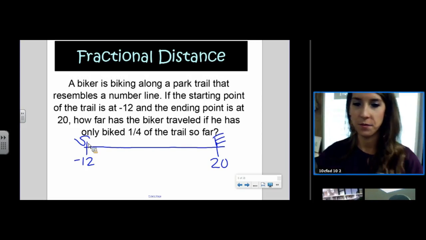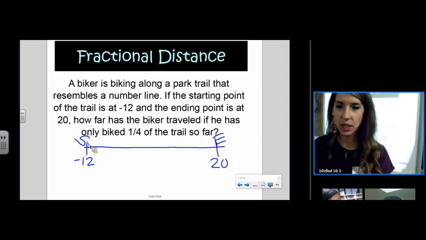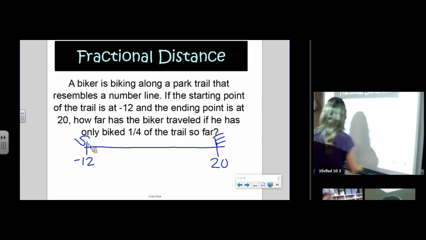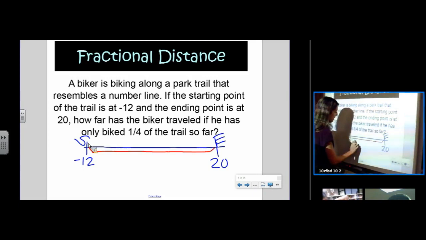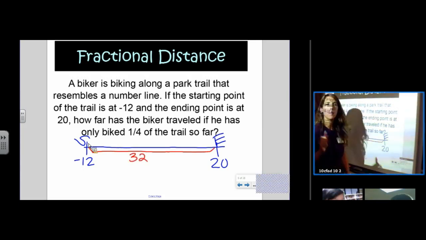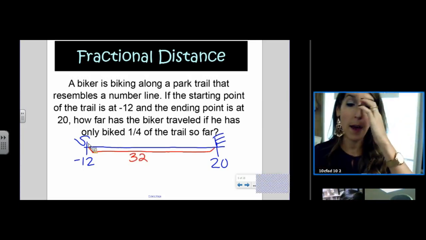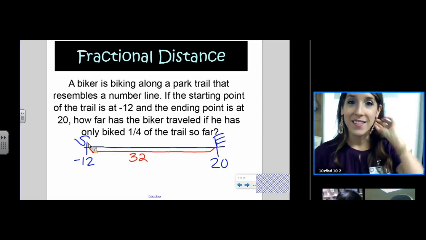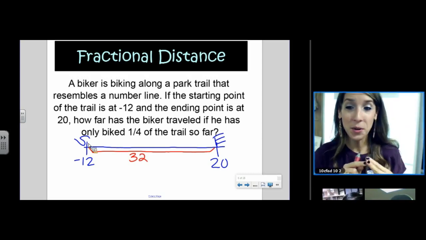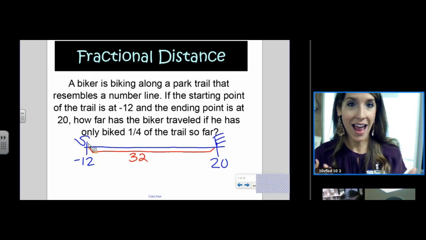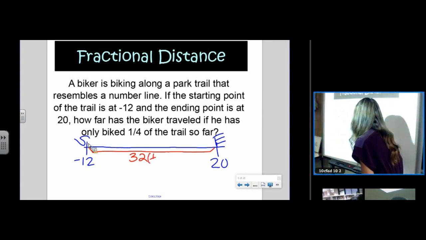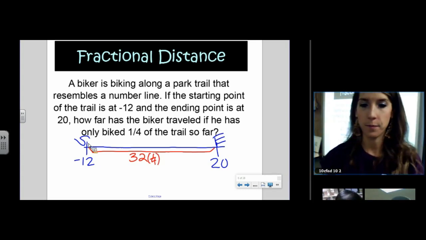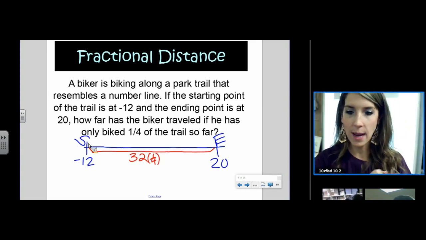The answer is 32. Very nice. So the distance from the start to the end is 32. Let's call it miles, even though they didn't give us units. That's step 1. Find the distance. Step 2 is multiply by whatever fraction you are given. Multiply by 1/4. And you have permission to type your answer.